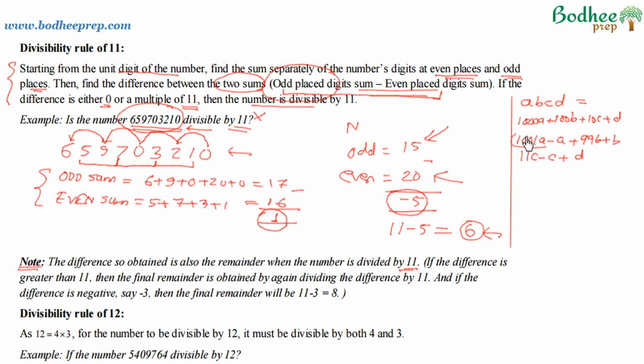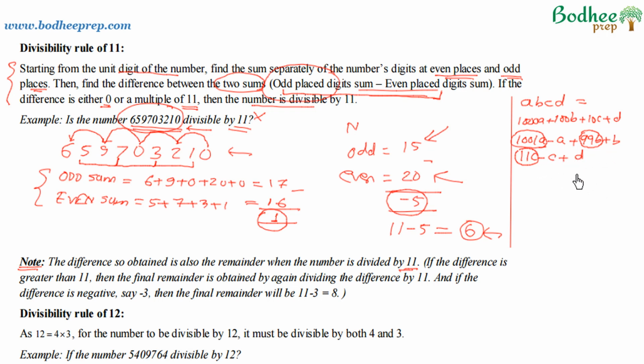So 101 is a multiple of 11. 99 is also a multiple of 11. 11 itself is a multiple of 11. So if I discard these three terms, these are multiples of 11, so they will be divisible by 11 irrespective of what the value of A, B or C is.